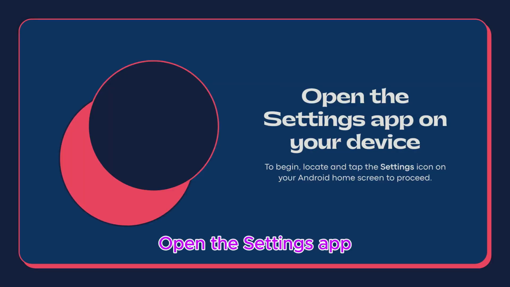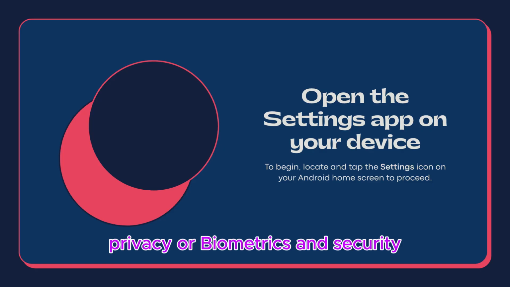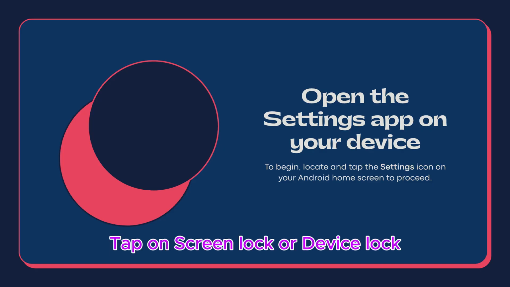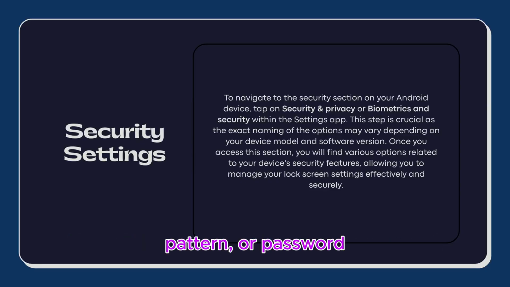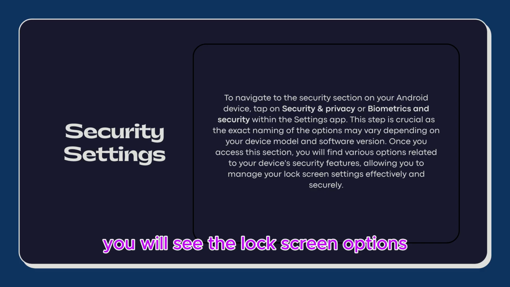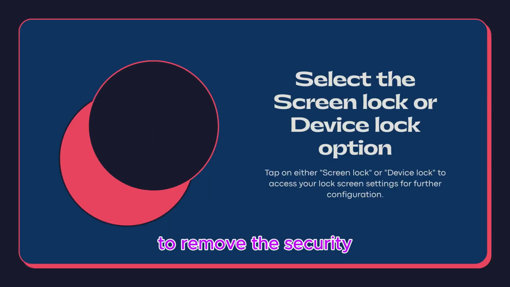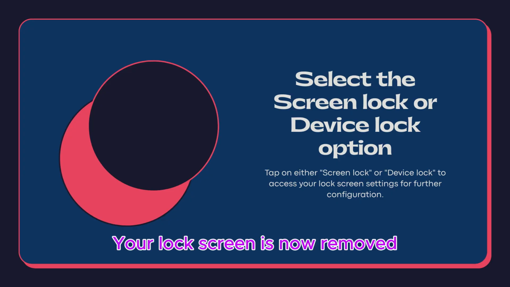Open the Settings app, tap on Security and Privacy or Biometrics and Security. Tap on Screen Lock or Device Lock. You will be prompted to enter your current PIN, pattern, or password. After entering, you will see the lock screen options. Select None or swipe to remove the security. Confirm if asked. Your lock screen is now removed.